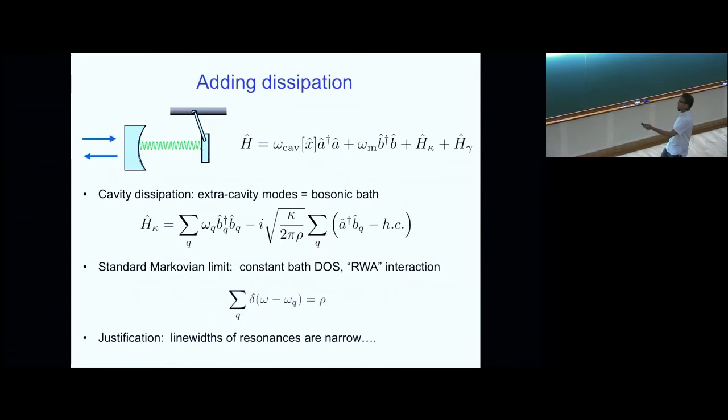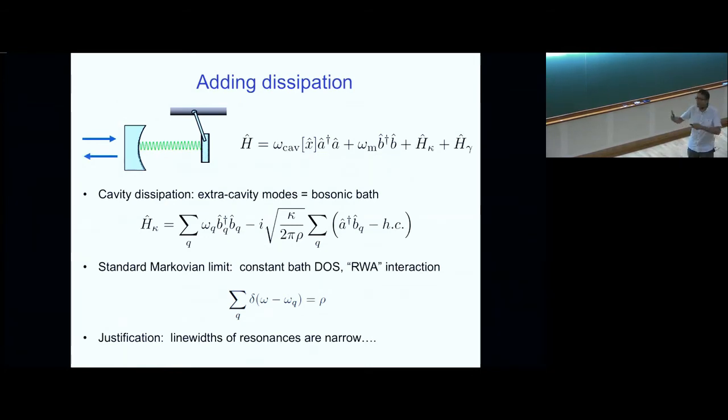Okay, so here again is our system. So now I'm going to worry about the fact that, let's just focus on the cavity for a second, this mirror is not perfectly reflecting. There's a coupling between the localized modes inside the cavity and all of the modes outside of the cavity. So that coupling is going to lead to some damping of the cavity. That damping rate is what I'm going to call kappa.